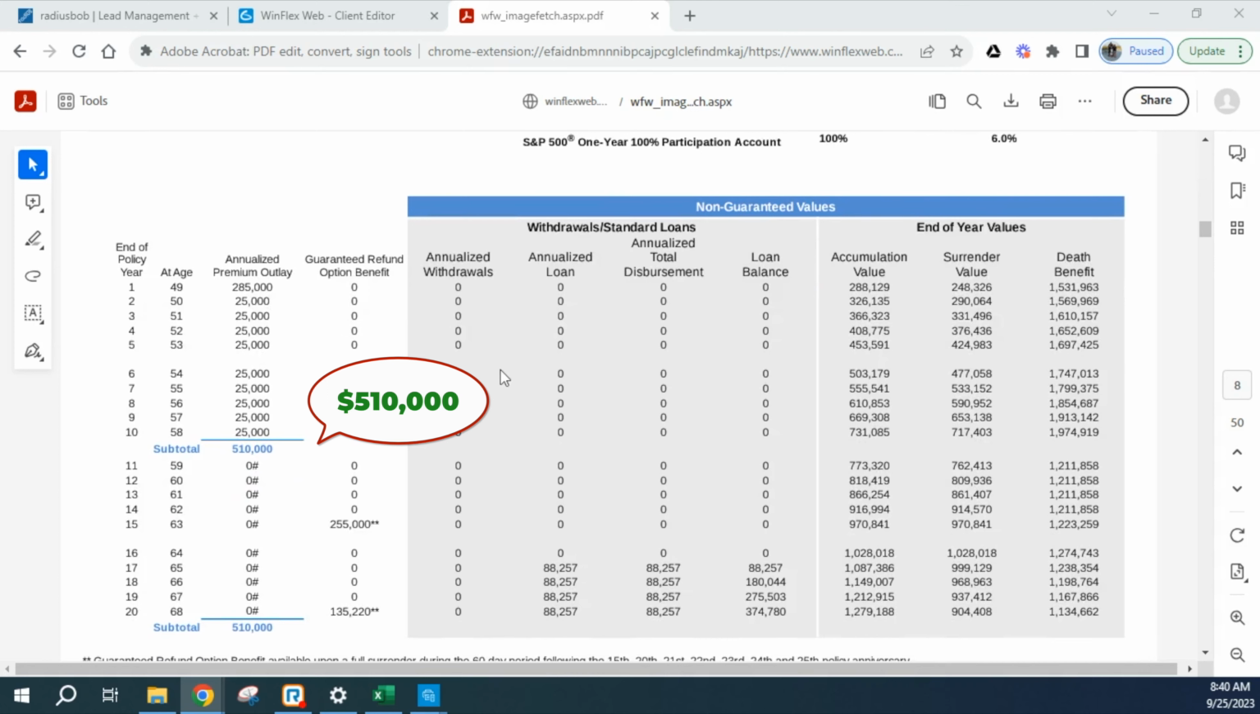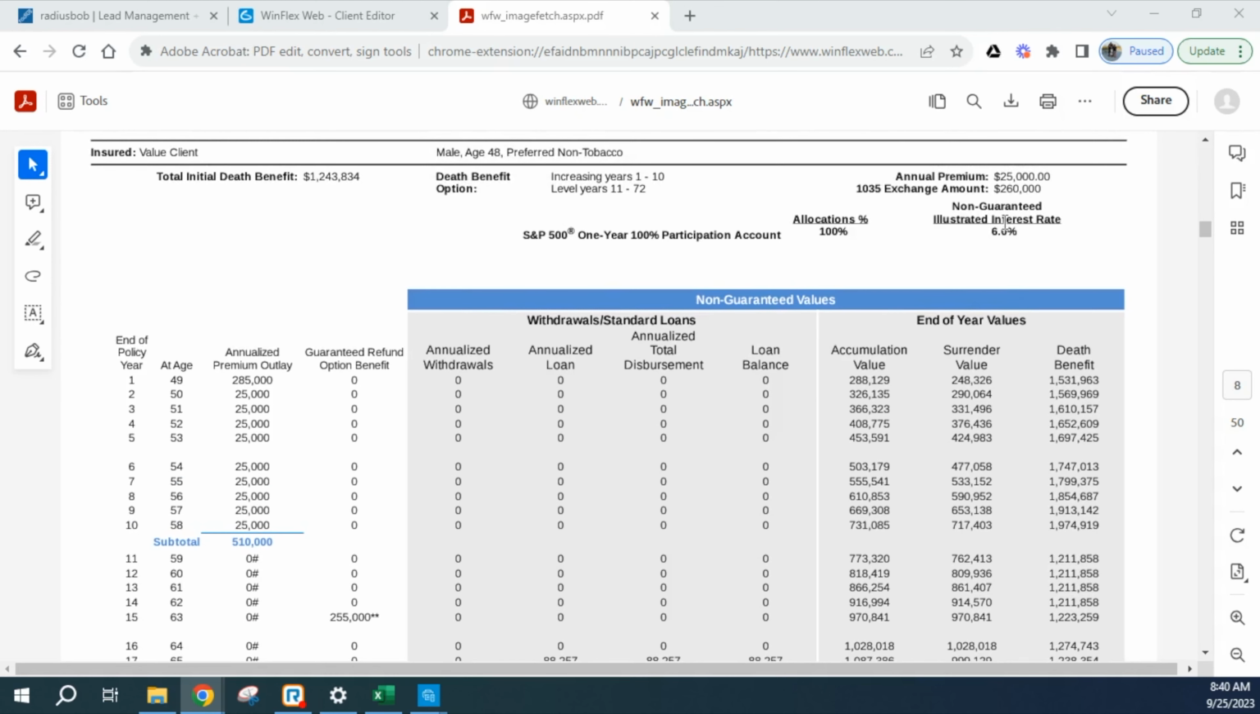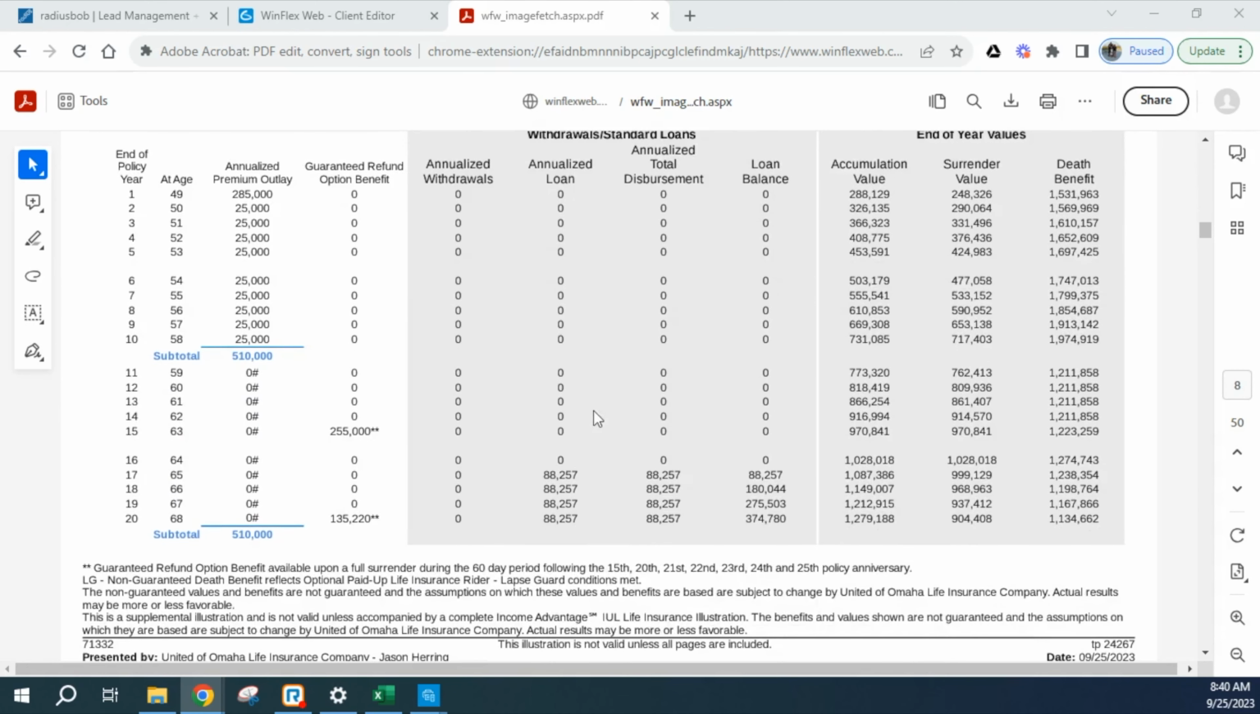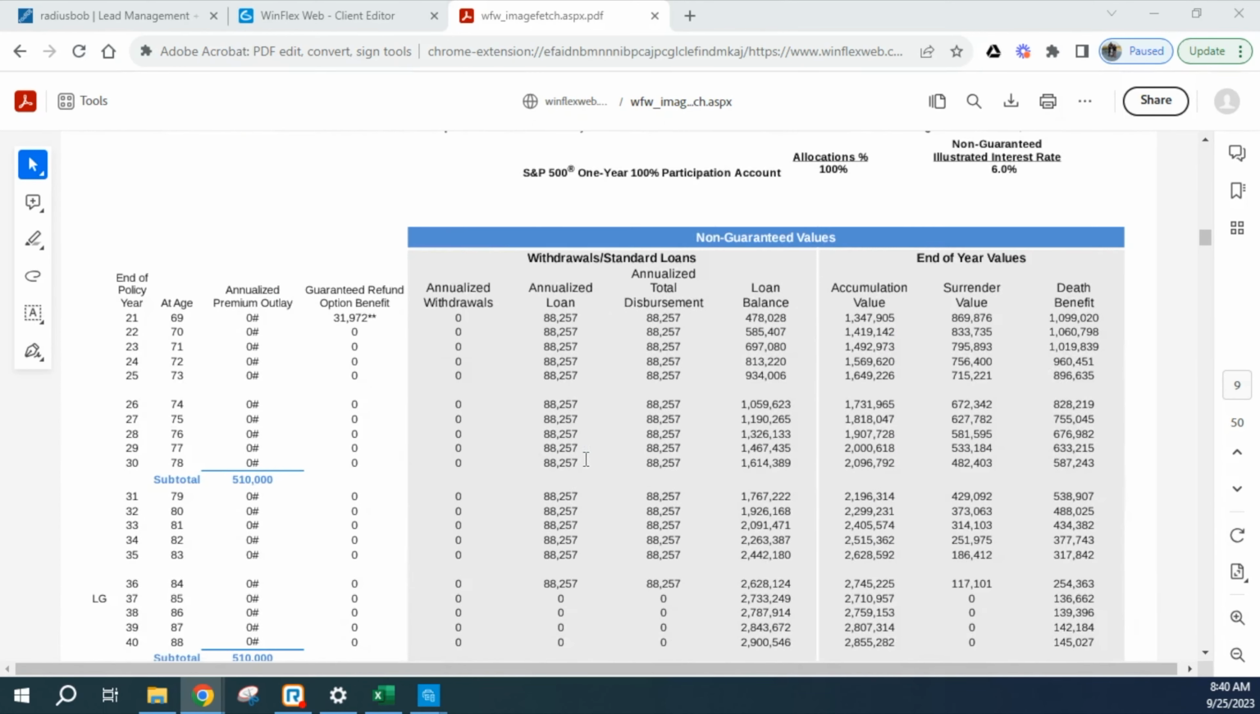So then the client plans to just leave the policy alone, let it continue to grow, and then at age 65, the client wants to start taking retirement income. So once again, based off of a 6% average rate of return, the software solved for $88,257 of annual tax-free retirement income for 20 years. So $88,257 for 20 years. You do the math on that.